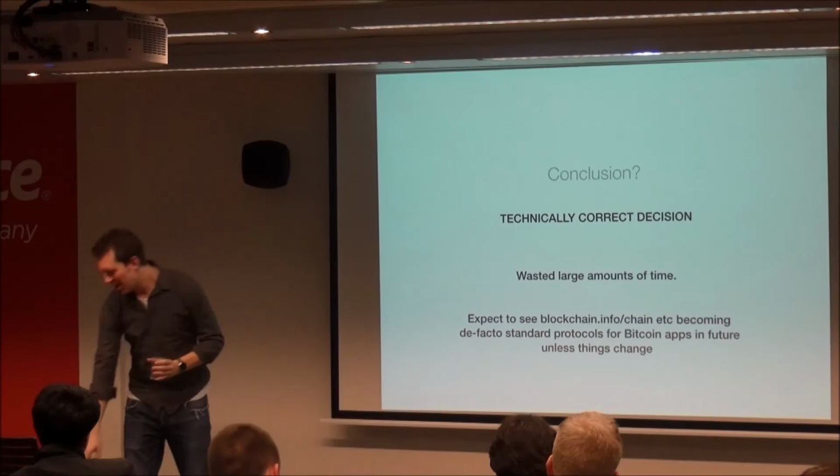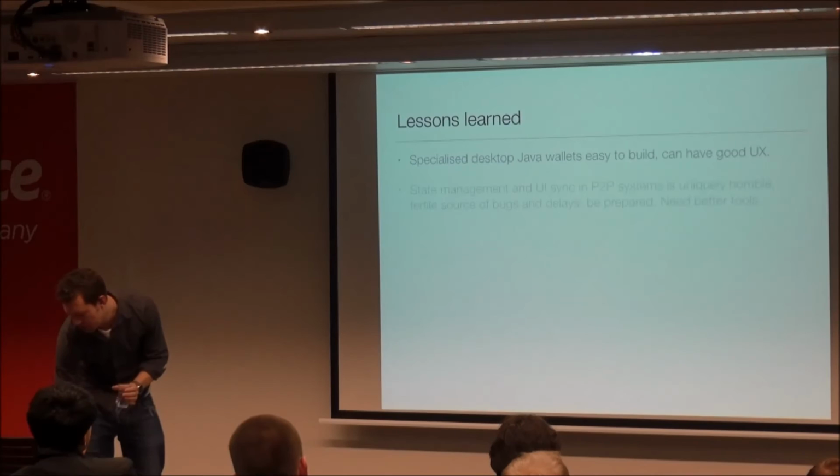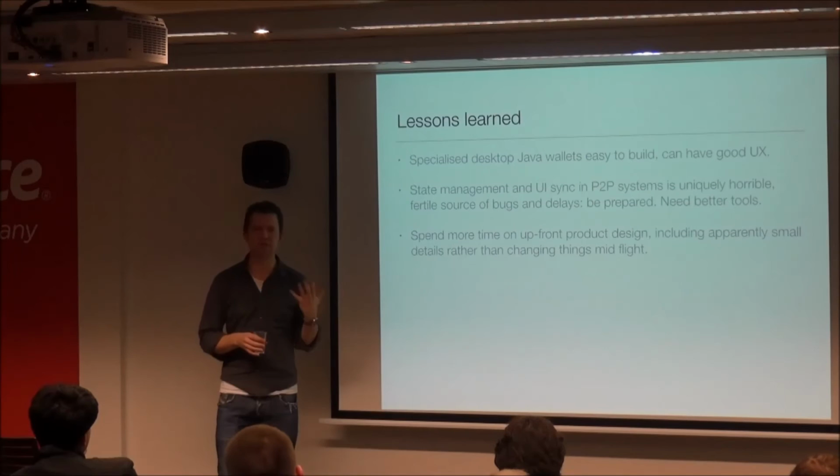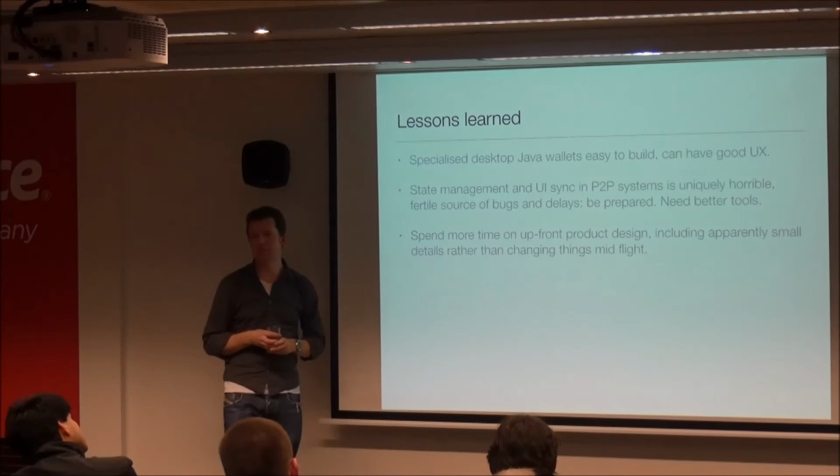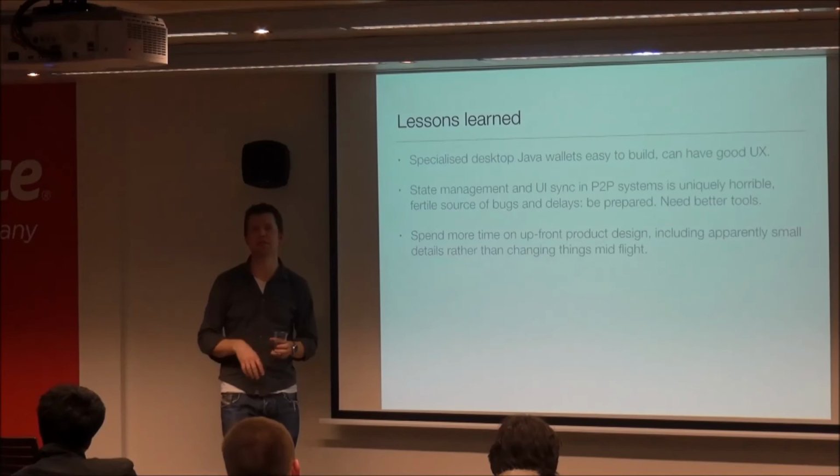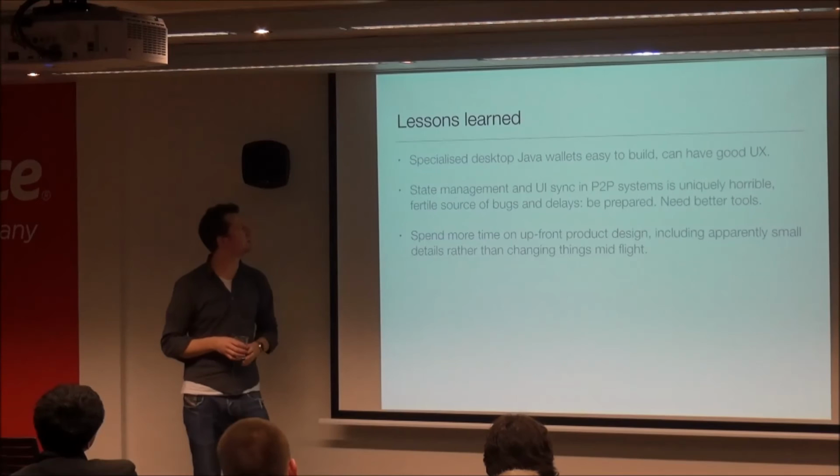So here are the lessons learned of building. Here are the key takeaways I want developers to get when they want to build decentralized things. Specialized desktop Java wallets are easy to build. I didn't have many problems with it at all. And it works, right? It was easy enough to use that all kinds of people have been able to use it, and people said it looked good. It's got WYSIWYG animations. I didn't show you on this. The animations are smoother when you don't have massive numbers of projects in it, by the way.